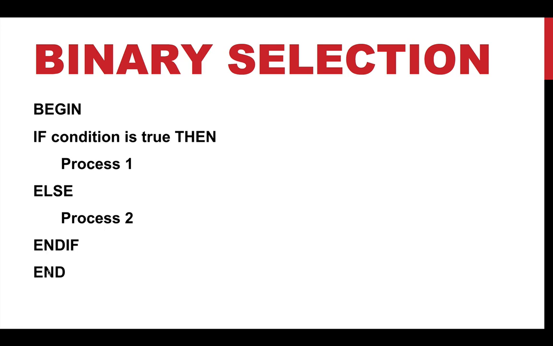So I begin and I end at the same indentation. My if statement begins with if and ends with end if at the same indentation. So if whatever is true, then, and I indent for whatever I'm doing. Else goes back to the same indentation as the initial if, and then process 2 goes down, and then I end.